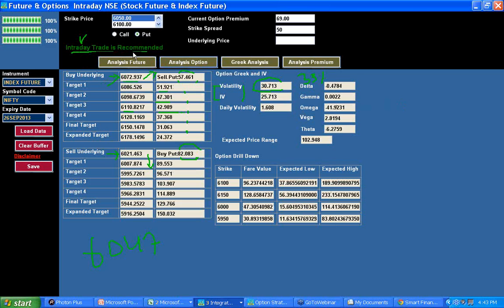Even though if it is giving you a breakout at 82, you must buy this put option. It is in a suitable band. Implied volatility and volatility must be in a suitable band, must be in a comfort zone, so that you should enter trade happily and you should come out from this trade happily.